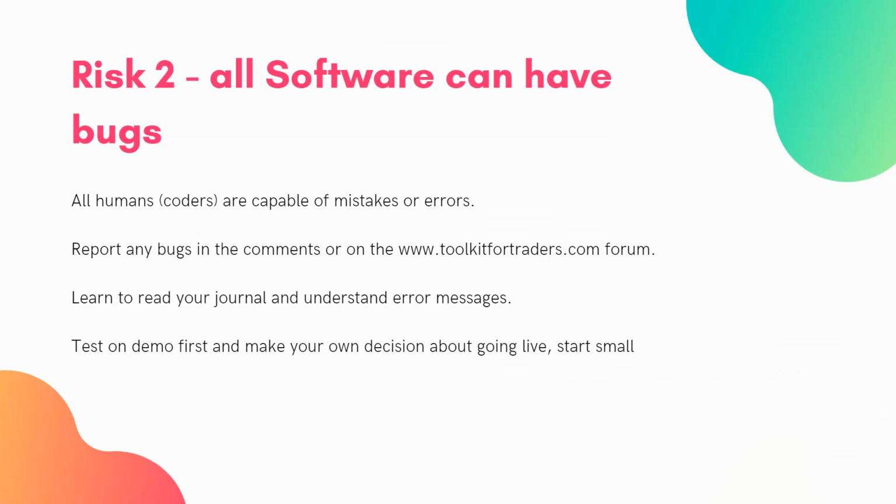I'd say learn to read your journal as well. Try and understand a bit about the error messages that you get in your terminal, because that will help identify where those errors are coming from. Quite a lot of errors with EAs come from your broker or from the terminal computer you're using. So you just got to be careful about that. Not everything's in the EA.